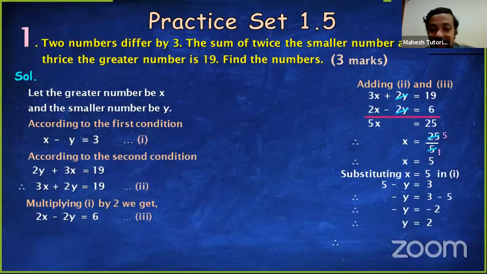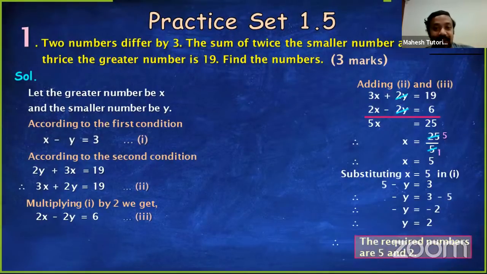y जो हमने assume किया था, y कौन था? Smaller number. Means the greater number जो x है, means the greater number is 5. Smaller number जो y है, means the smaller number is 2. So hence the reason I'll write down in the final statement, therefore the required two numbers are 5 and 2. I hope so students.